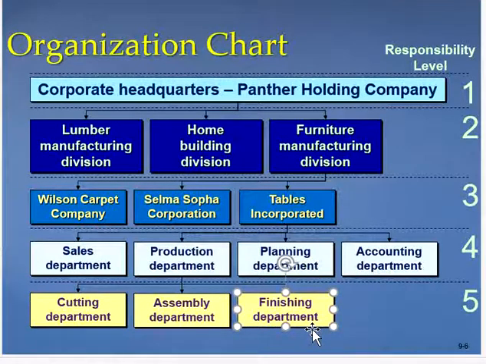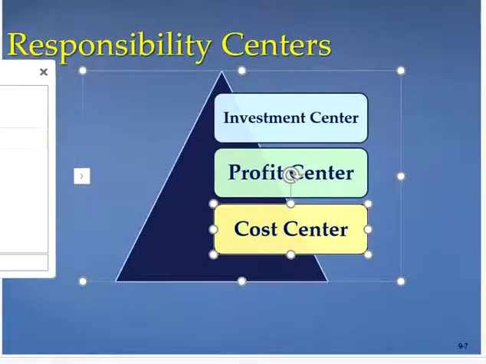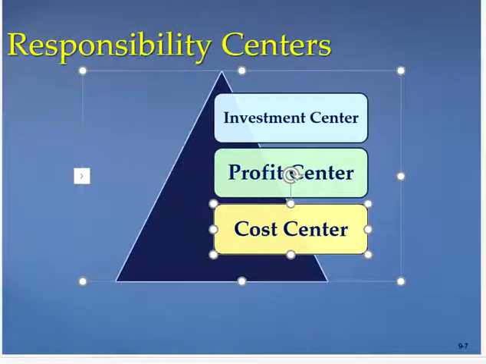So cost centers normally are at the bottom of the organizational chart, right? Now the manager of the finishing department, or a cost center, basically will be judged based on his ability to keep the cost down, right? So this is how he will be evaluated. He will be evaluated for keeping the cost down, right?